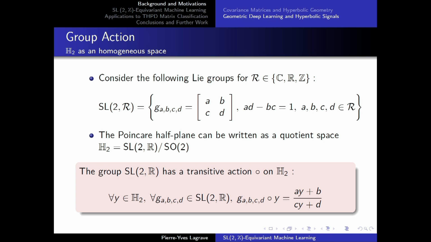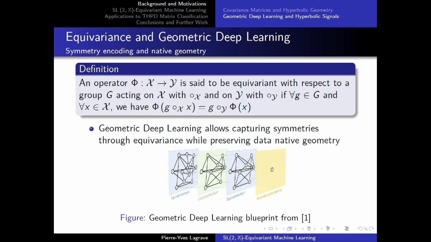You can write it as a quotient space between SL2R and SO2, SO2 being the group of two-dimensional rotation, and we call that a homogeneous space. So we have seen that we have some kind of natural transformation acting on elements of the Poincaré half plane.